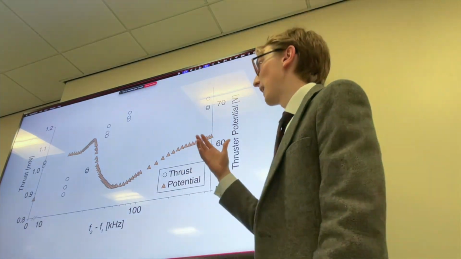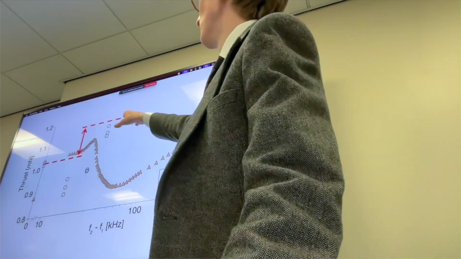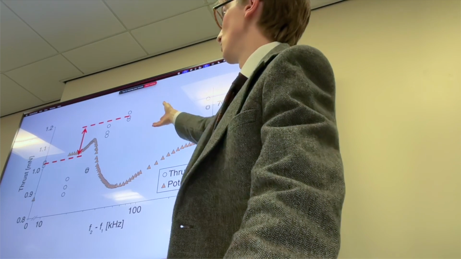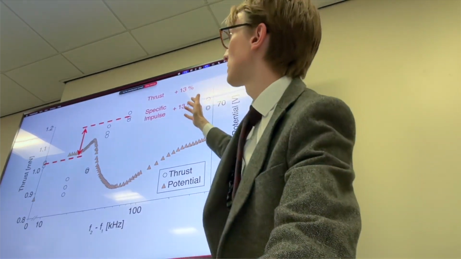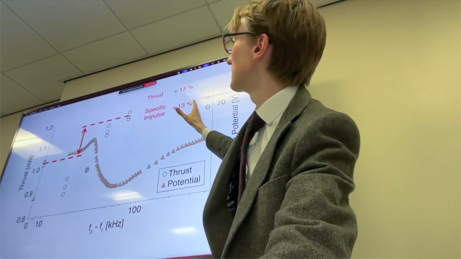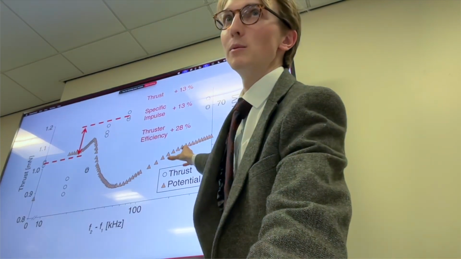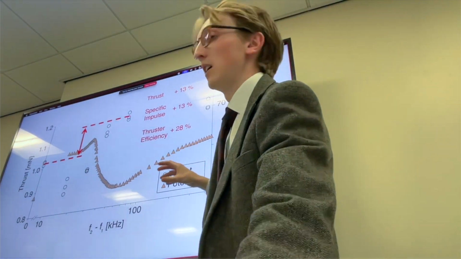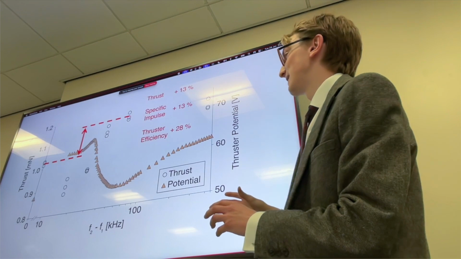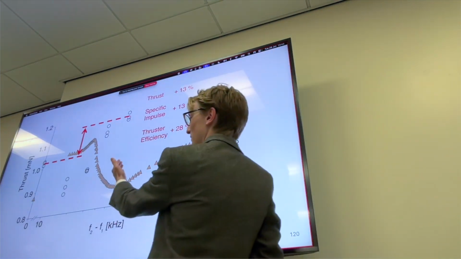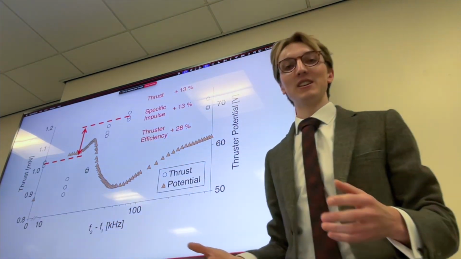To measure by how much performance is improved, we can measure the difference between the single frequency case and the dual frequency case. We can see that thrust and specific impulse are increased by 13% and thruster efficiency by 28%. Now, why is this 60 kilohertz frequency separation so important?